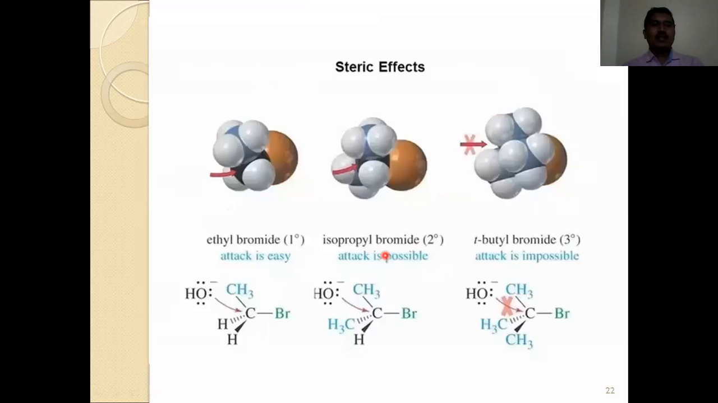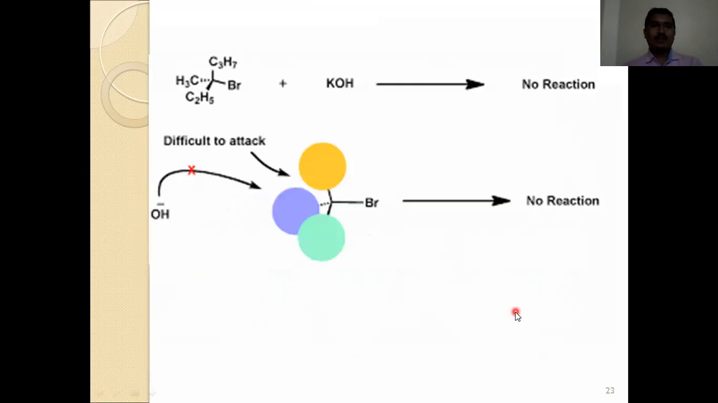Steric effect. In ethyl bromide, the primary carbon is attacked easily. We can see here a primary alkyl group. The OH is easily attacked from the backside. Second is isopropyl bromide, where attack is possible. But with tertiary bromide, attack is impossible because 3 methyl groups are bulky and this OH group cannot attack from the backside. That is the steric effect.